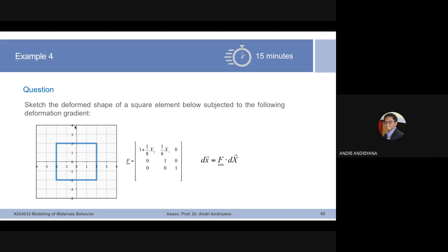So how do we do it? We use exactly the basic principle of how we make use of the deformation gradient tensor. The deformed line will be equal to the deformation gradient times the initial line. That is the clue. Please make sure you follow this, and if you have a question, let me know. If I made a mistake in the calculation, please also let me know so I can correct it.